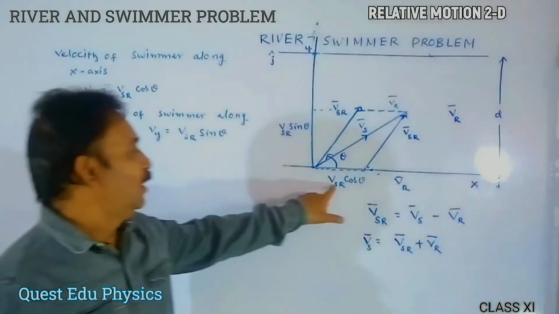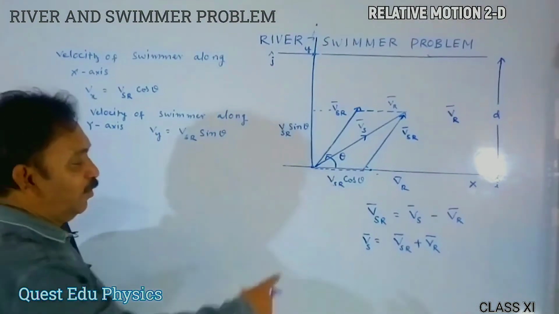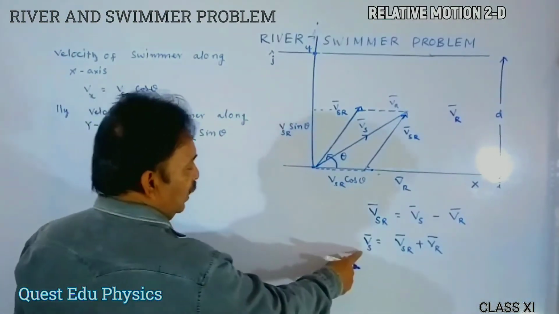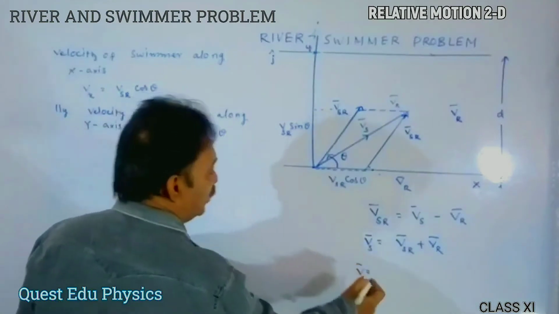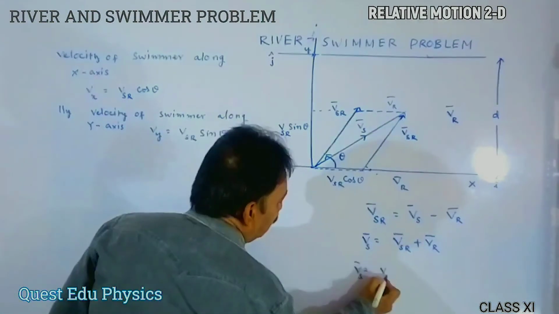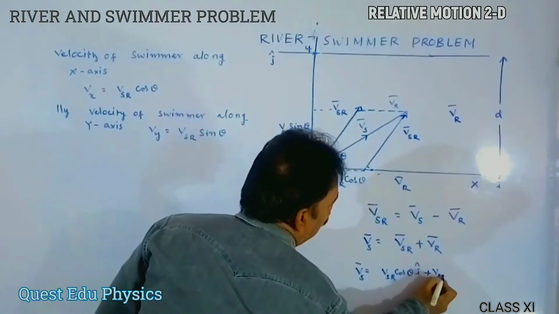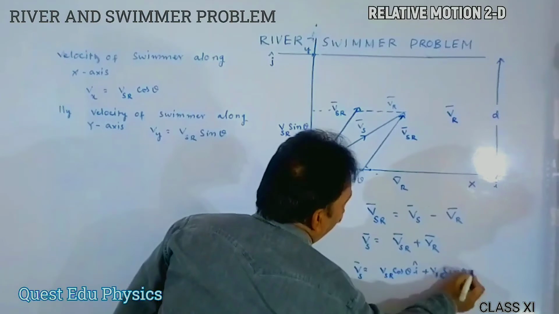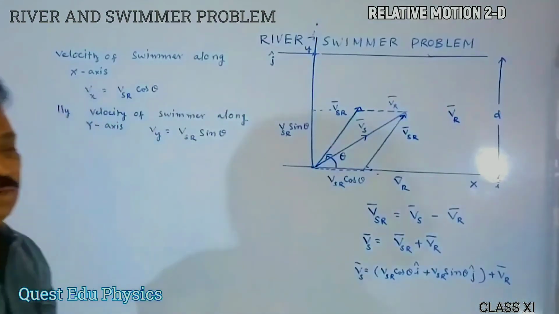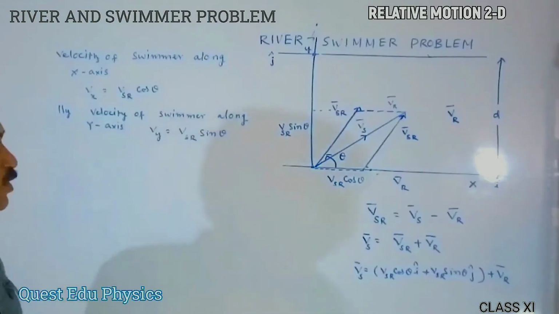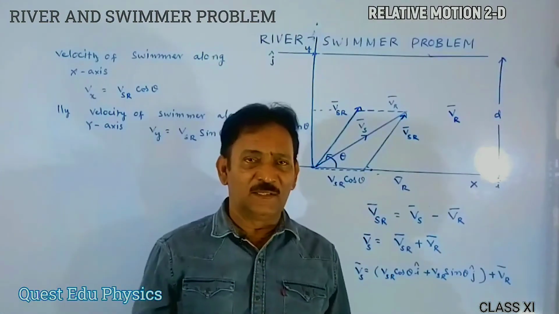Okay, students. Here VSR cos theta and VSR sin theta. Here we will find the velocity of the swimmer, which is equal to VSR written as the sum of the two vectors, isn't it? VSR cos theta i cap plus VSR sin theta j cap plus VR. We have the relation. Okay, students? In this way, we can find the velocity of the swimmer along the x-axis as well as the y-axis.